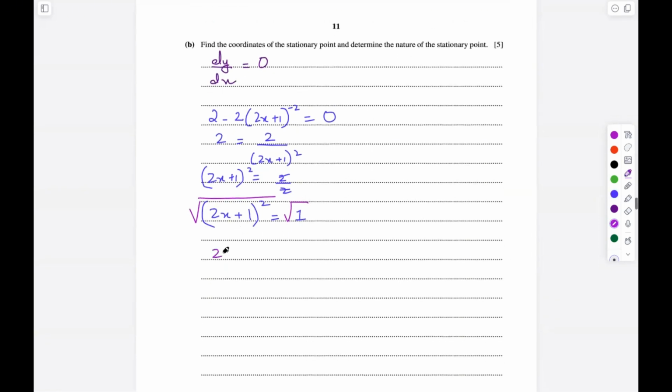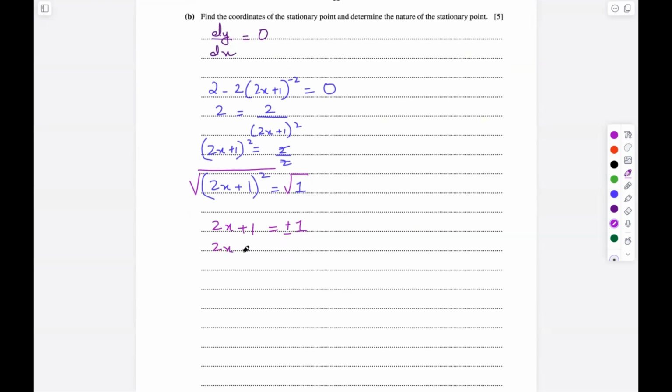So 2x plus 1 will be equal to positive 1, and as it is a square root, it can be minus 1 as well. So 2x will be equal to, if we take the positive value, 1 minus 1. So x will be equal to 0 upon 2, which is 0. And if we take the negative value, 2x plus 1 will be equal to negative 1. So 2x will be equal to minus 1 minus 1, and x will be equal to minus 2 upon 2, which is minus 1.